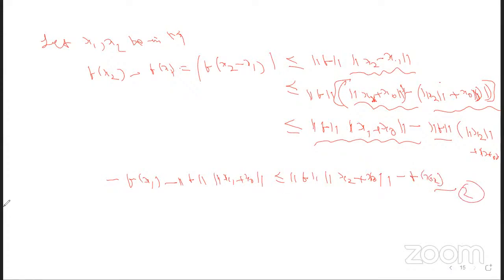x1 and x2 in M, therefore the supremum of this minus f of x1 minus norm of f, so norm of x plus x0, supremum of minus f of x. Yes, it should be x1.